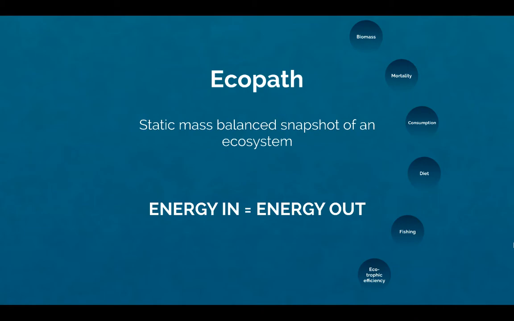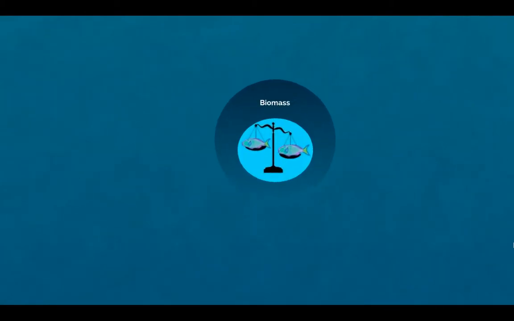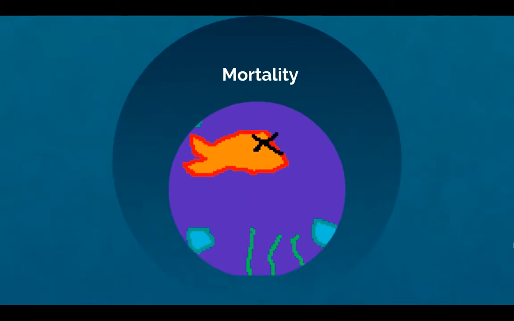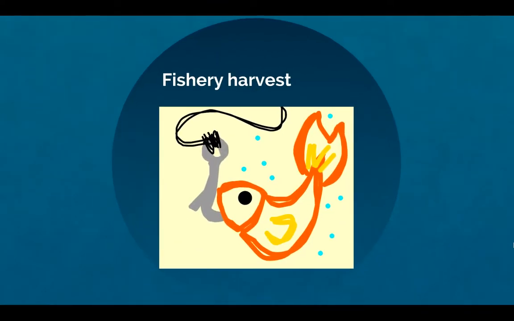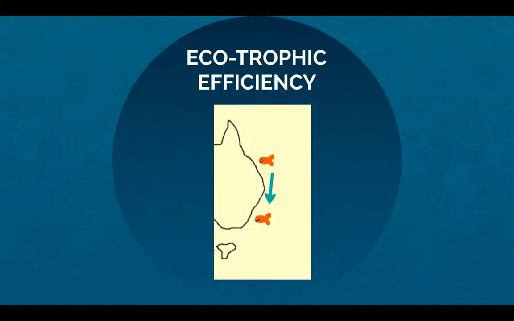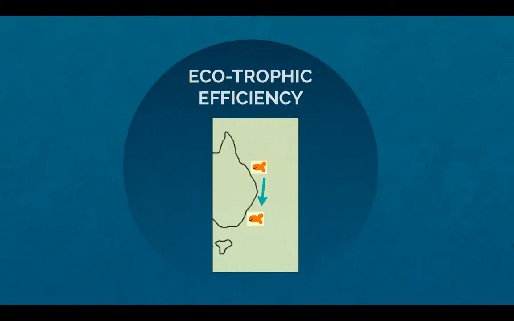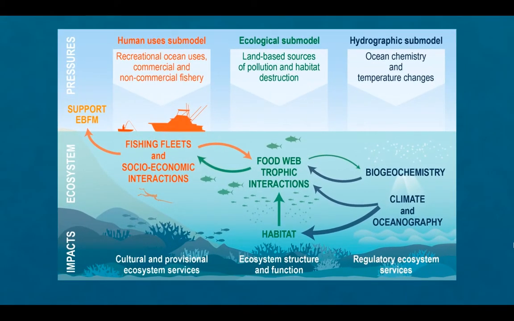EcoPath reduces key functional groups into 6 parameters: biomass, mortality, consumption, diet, fishery harvest, and ecotrophic efficiency. By estimating how much a species eats and how much they produce, we can quantify ecosystems and analyze the trophic flows of production and predation. This helps shine a light into the deep, dark, and largely unknown ocean ecosystems that we rely on for life.